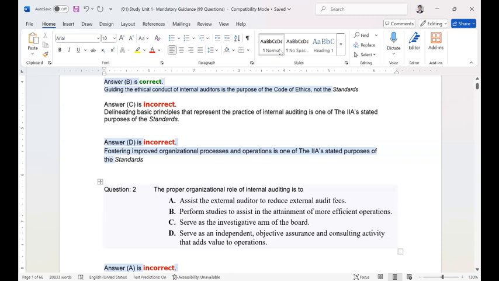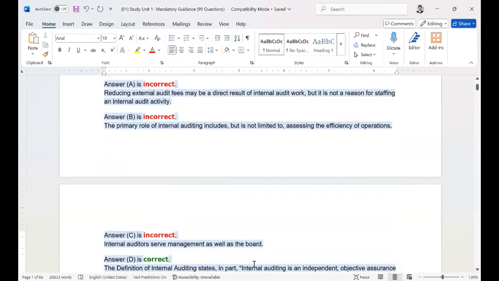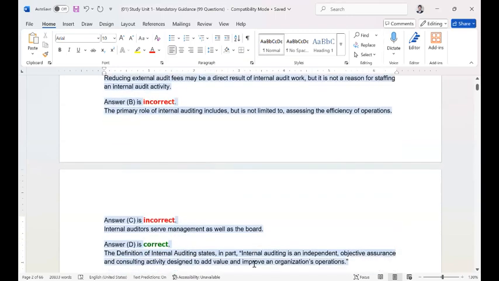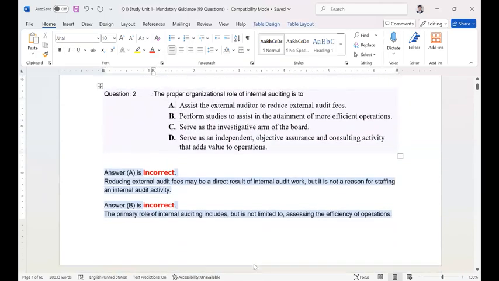D. Yeah. So I think D looks good. It's coming from the position. It's an independent objective assurance and consulting activity. Can you see? According to the definition, the role of internal auditing is clearly defined. The role, the purpose, the responsibility of internal auditing is clearly defined in the IPPF framework, in the definition section.